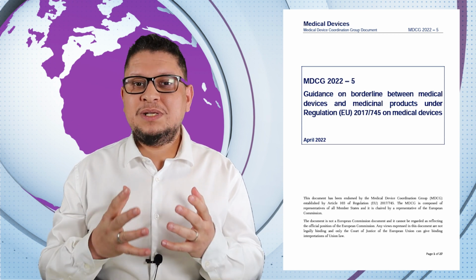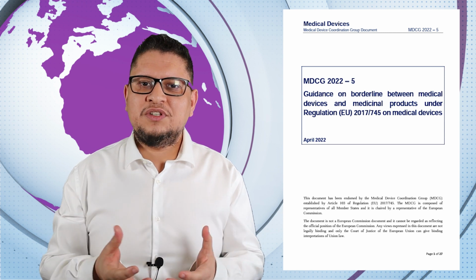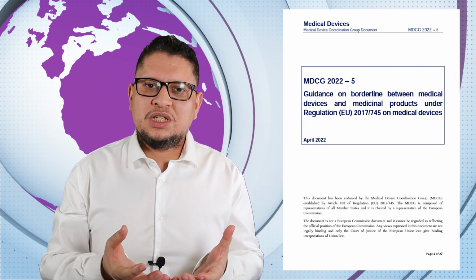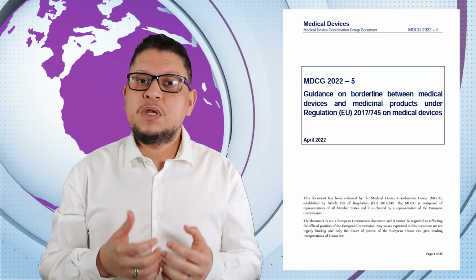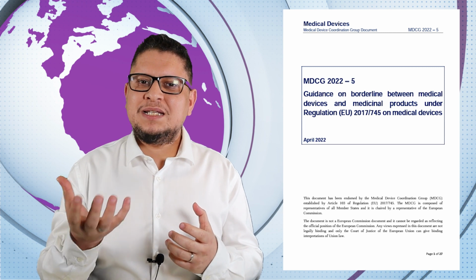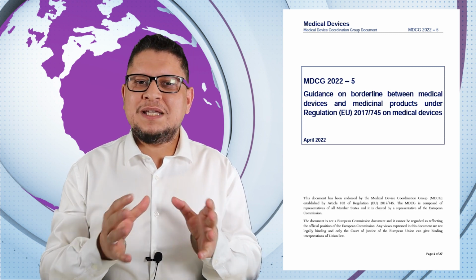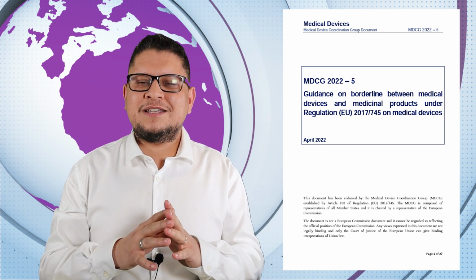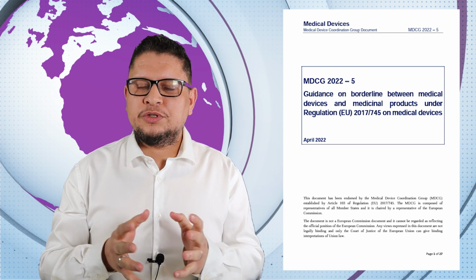So this document is really interesting because it gives some clarification about a lot of definitions. What is a pharmacological means? What is metabolic? What is immunological? What is a substance? And also it talks about the difference between medicinal products and medical devices. And there is a specific chapter which is amazing, because I would have loved to have that also. It's about the herbal products.